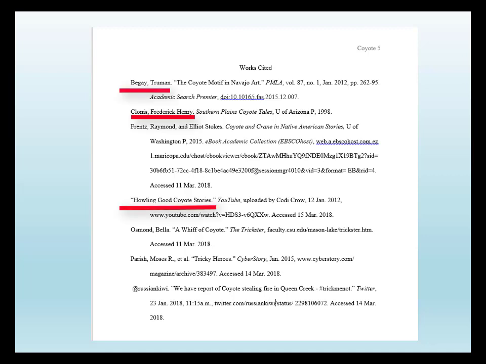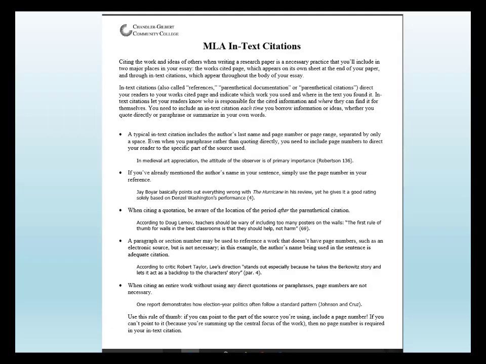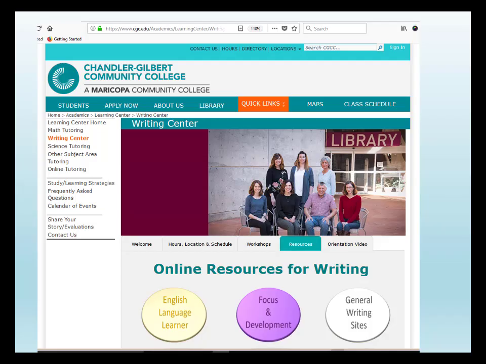You can check all your in-text citations by seeing if they match up with the first part of your entries on your Works Cited page. The more you practice, the easier in-text citations will become. And you can always use the Writing Center in-text citation handout for help, or references like the Purdue OWL, which you can find on our website under the Resources tab, General Writing Sites.